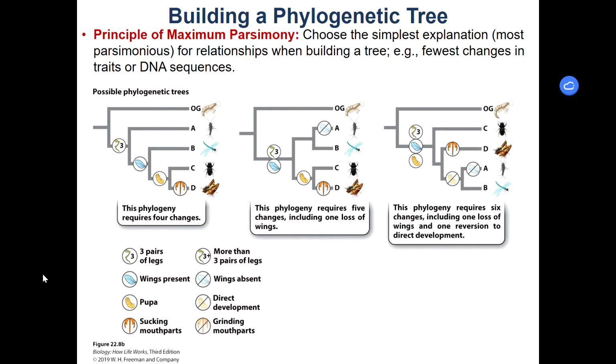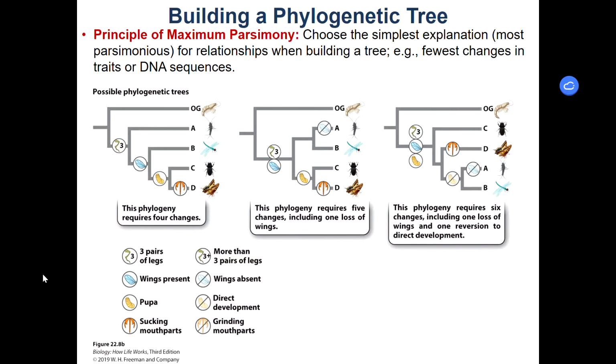So we take our character states and we figure out how organisms are related to each other. And we use the principle of maximum parsimony, which is choosing the simplest explanation, or the most parsimonious of relationships, for building a tree. So we want the fewest changes in our character state. So if we look here, we saw that 3 legs was shared by all of our organisms except for our outgroup. So that was easy. We already knew that one was our outgroup anyways. So it branched off first. So that is the character state that differentiated it.